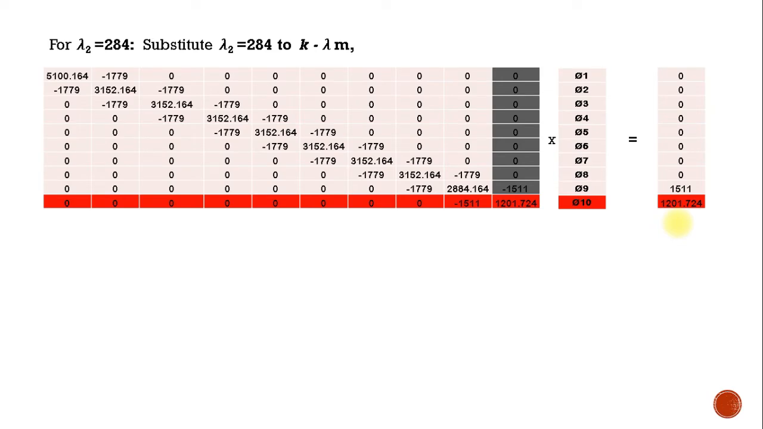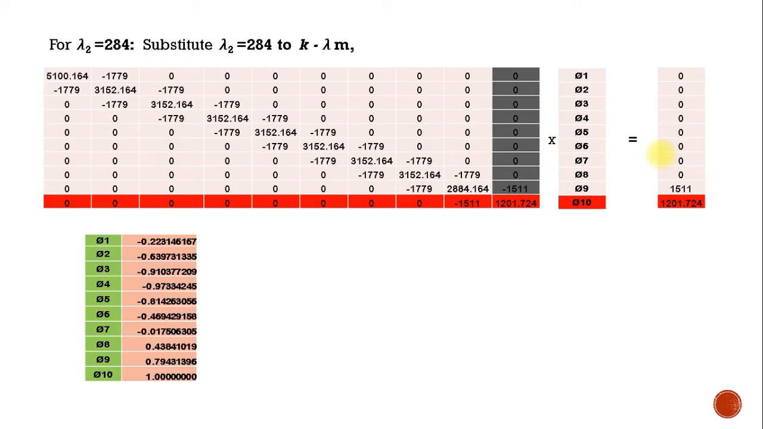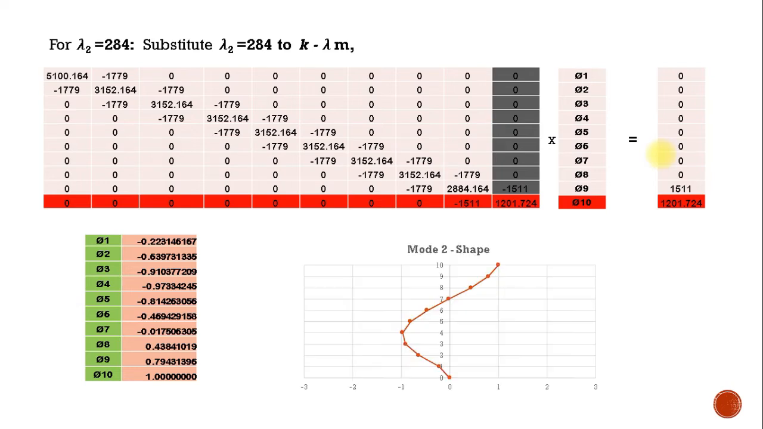For the mode 2, ganun din ang ating magiging calculations. So, i-substitute natin yung 284 na eigenvalue for mode 2 sa ating matrix that contains a characteristic equation, the K minus lambda M. Ganun din, inilipat natin itong last column dito sa kabila ng equal sign. So, by solving this, we're going to get these values for eigenvectors. And ito ang magiging mode shape niya. So, yan yung graph ng ating eigenvector. For mode 3, ganun din.